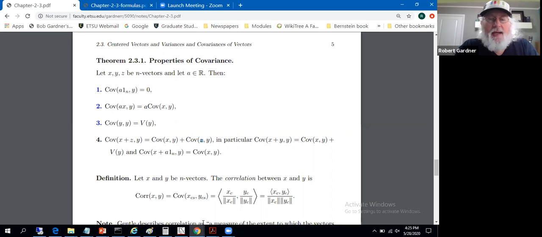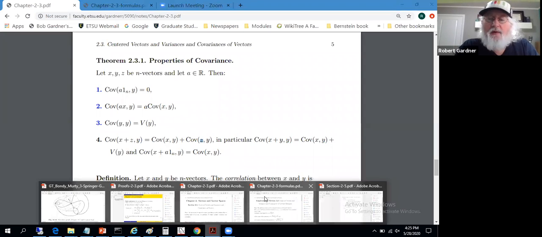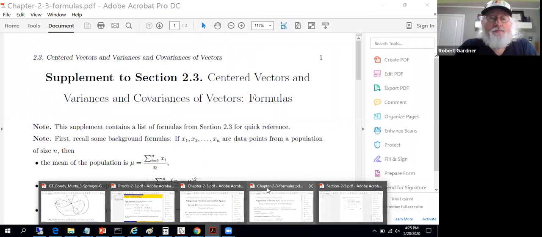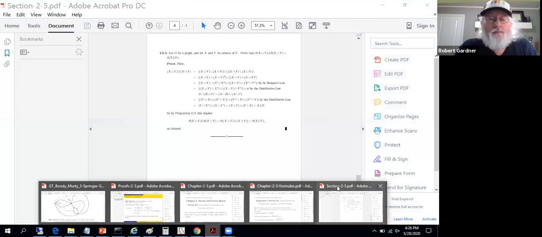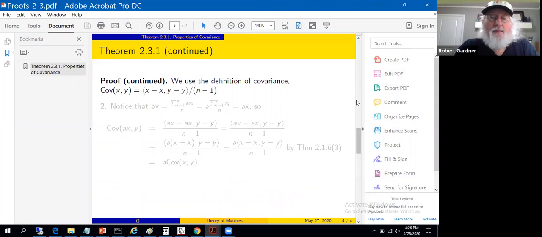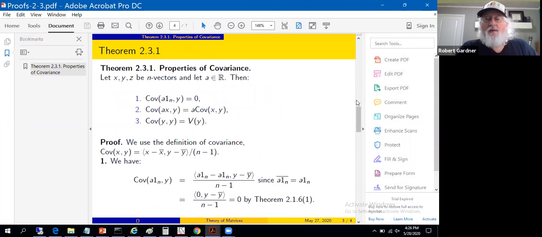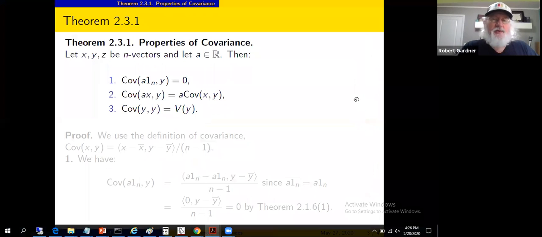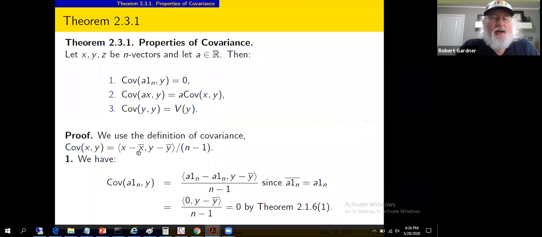Let's take a look at proofs of 1 and 2. If I can find them, here they are. Let's go back to the beginning of this. All right, so let's go through and prove these. Like I said, super straightforward. Here's how we calculated covariance. The formula we had was exactly this: x sub c, y sub c, inner product divided by n minus 1, if you like.